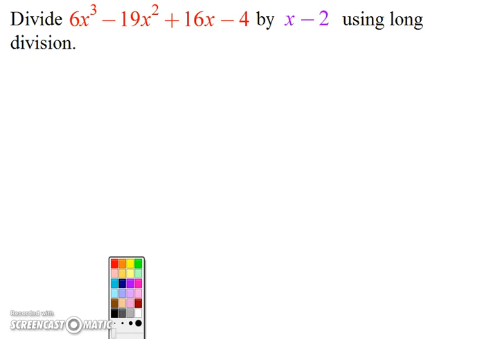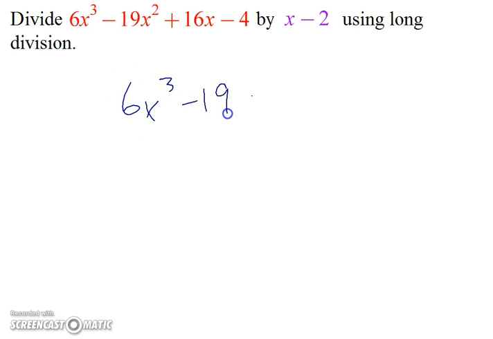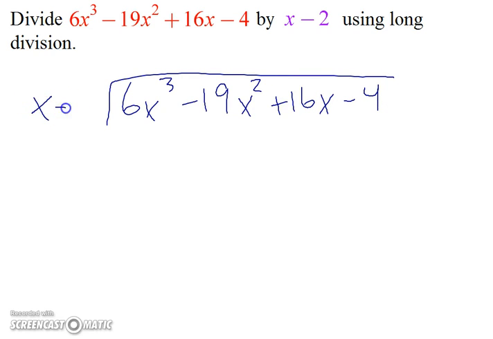Our first example is 6x cubed minus 19x squared plus 16x minus 4 divided by x minus 2, and we're going to do that using long division. We're going to set it up as 6x cubed minus 19x squared plus 16x minus 4, divide it by x minus 2, and use our regular division rules that we've been using since 3rd and 4th grade.